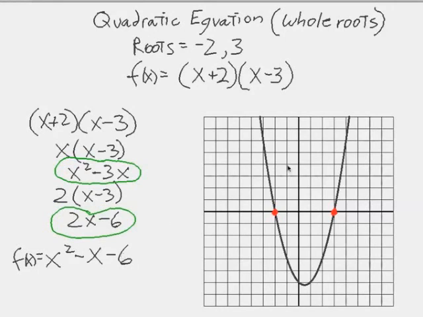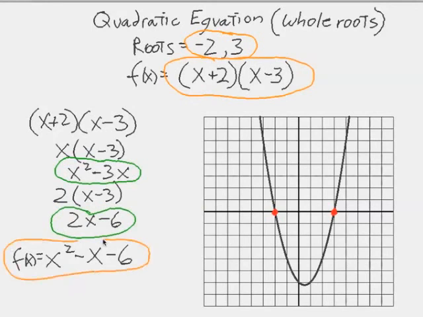So there's my 4 different elements. I've got my roots, my factors, my quadratic equation, and my graph. So I started with the graph, got the other 3.